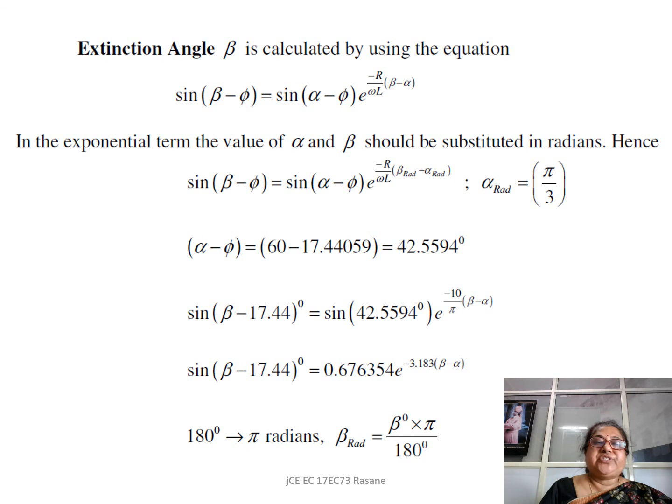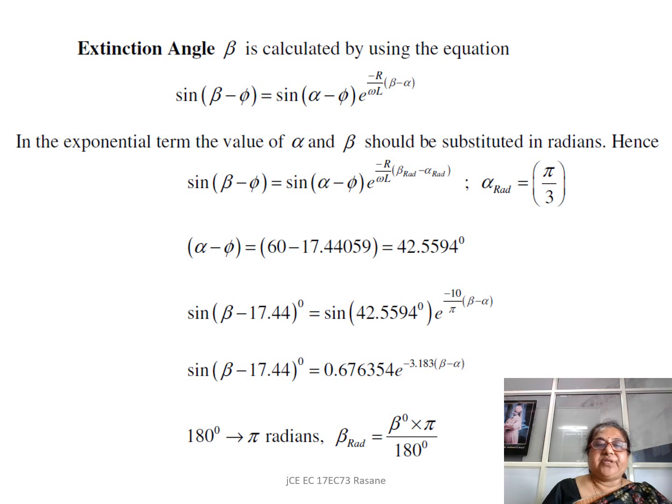In the exponential term, the value of alpha and beta should be substituted in radians. Remember this: when I am substituting in the exponential, substitute it with radians. When I use a trigonometric function, then I use degrees. Otherwise, I use the radian function. Hence, sine of beta minus phi equals sine of alpha minus phi e to the power of minus R by omega L, beta in radian, so alpha also in radian.